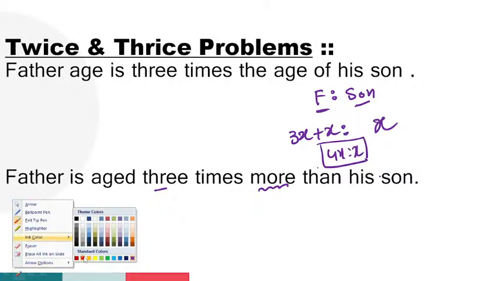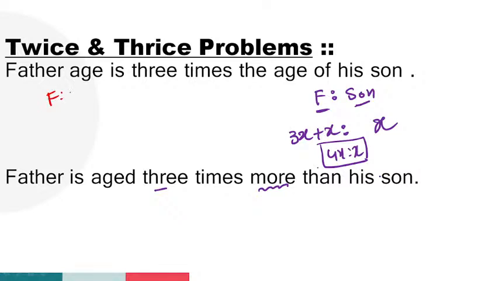If you are going for the shortcut method, son's age we don't know. Let it be 1. So father is how many times? 3 times. So 1 into 3, 3. And more means plus. More than his son. Son's age is how much? 1. 3 plus 1, 4. 4 is to 1. That is the formation, guys. Clear, all of you? So any doubts regarding the second point, guys?